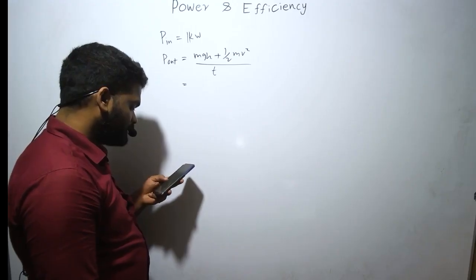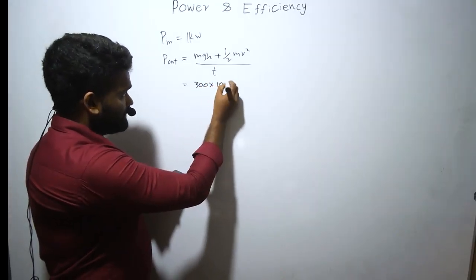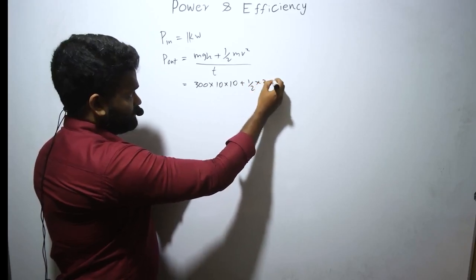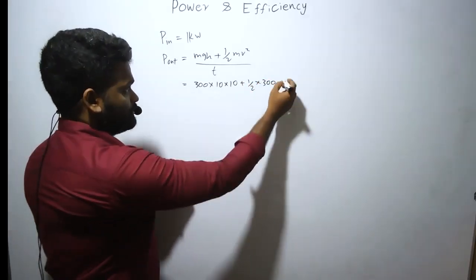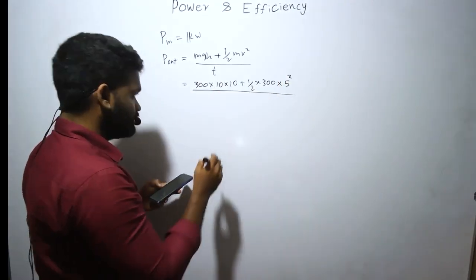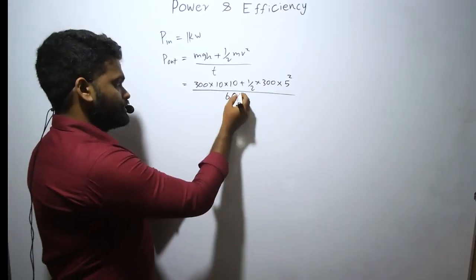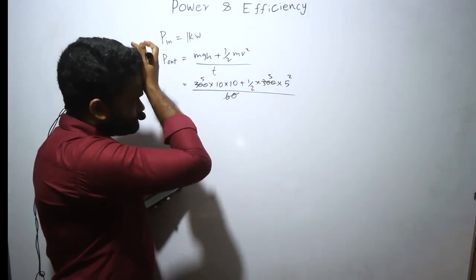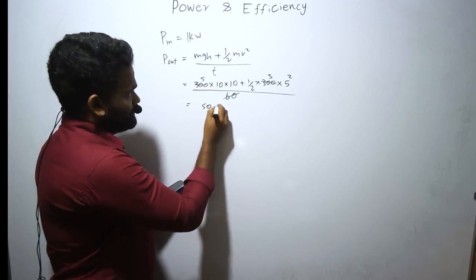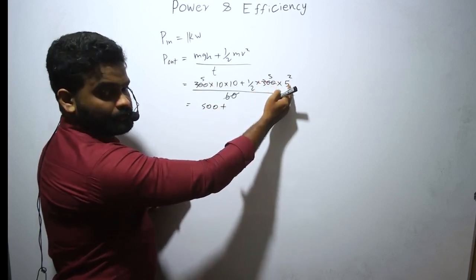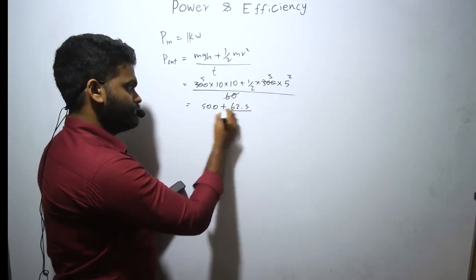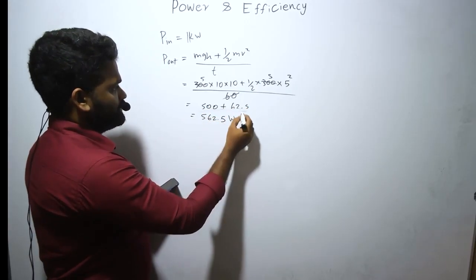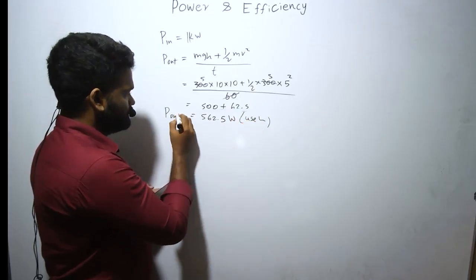So let's substitute. Mass is 300 kilograms, g is 10, height is 10 meters, plus half, mass is 300, velocity is 5 squared, divided by time, within a minute. Within a minute means 60 seconds, right? So this 300, you need to divide this by 60. So here you get 500 plus, this is 5 times 25, 125 divided by 2, 62.5. So what do you get? 562.5 watts. So this is the useful power, we can call it P out.